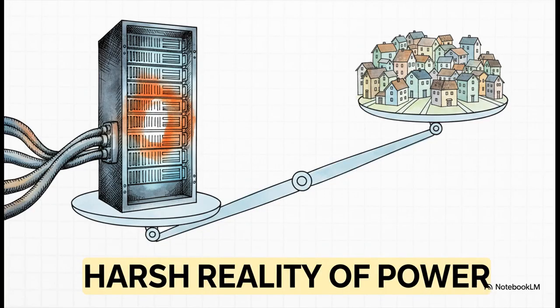And then we immediately hit the harsh reality of power. Remember, in Module 2, we called this the #1 project killer for a reason. I mean, think about it. A single AI rack can guzzle the same amount of power as 60 homes. It's just staggering. And again, if you get the power wrong, the whole project is dead on arrival.